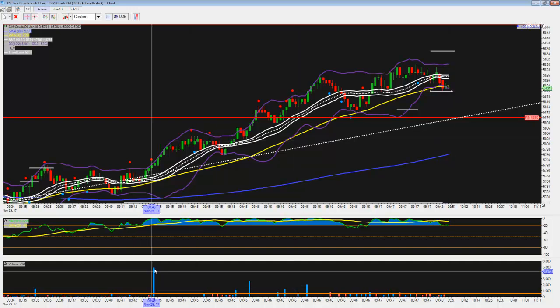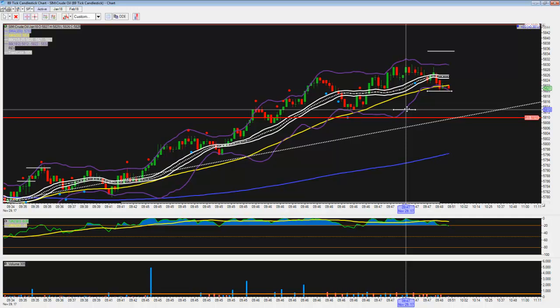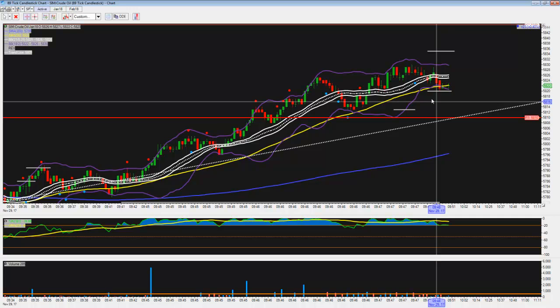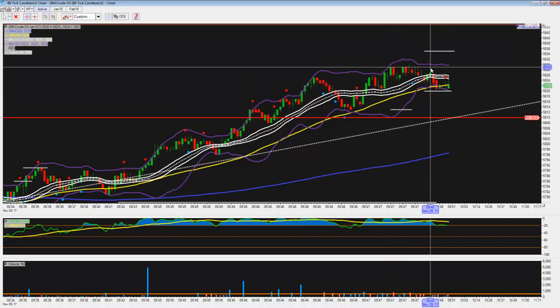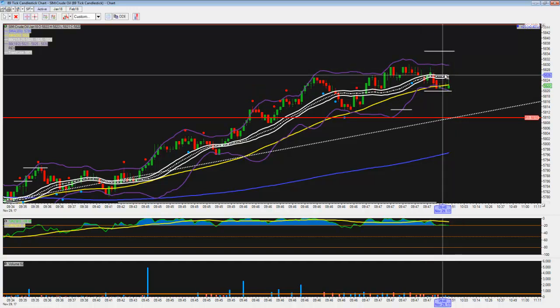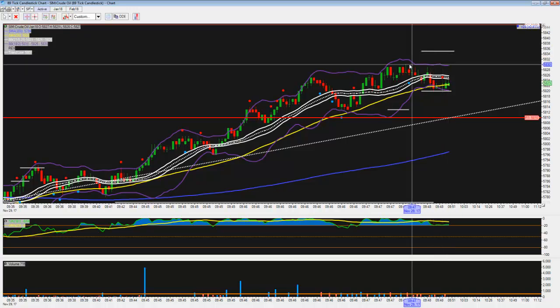This has got me a little on the concern side. See if we have one more up push here. If I was trading multiples in this, I would be out on at least one half of the series here, and then I would have only one half of my series left on.